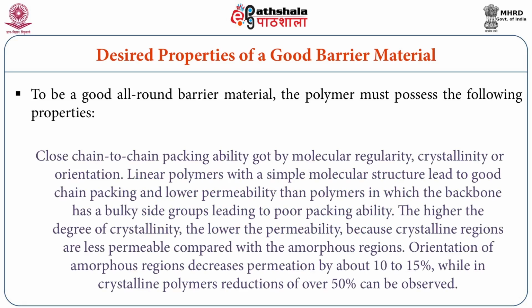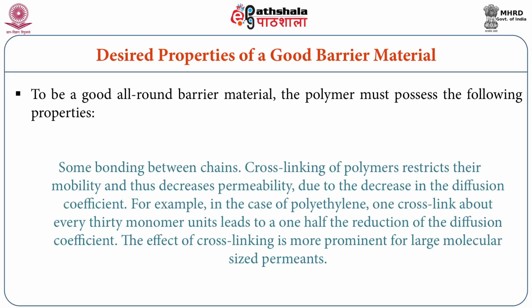Close chain-to-chain packing ability, from molecular regularity, crystallinity or orientation. Linear polymers with a simple molecular structure lead to good chain packing and lower permeability than the polymers in which the backbone has bulky side groups, leading to poor packing ability. The higher the degree of crystallinity, the lower the permeability, because crystalline regions are less permeable compared with amorphous regions. Orientation of amorphous regions decreases permeation by about 10 to 15%, while in crystalline polymers reductions of over 50% can be observed. Some bonding between chains.